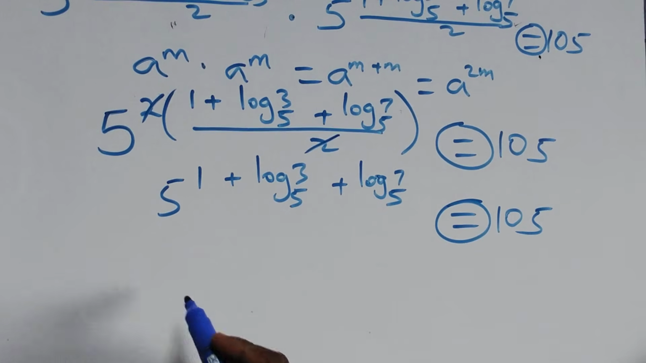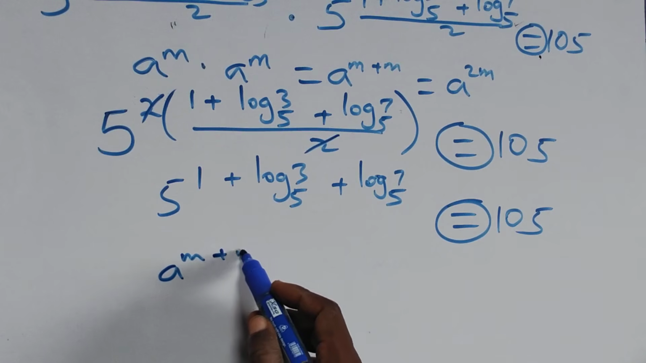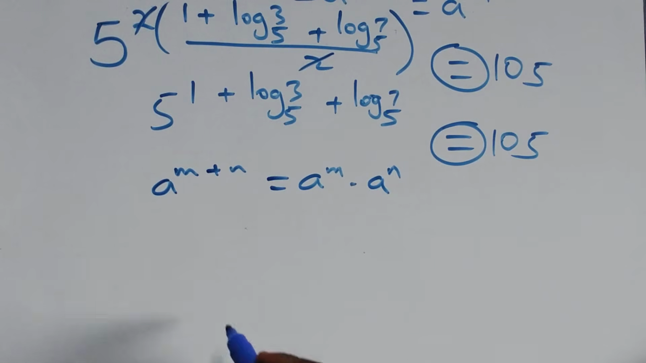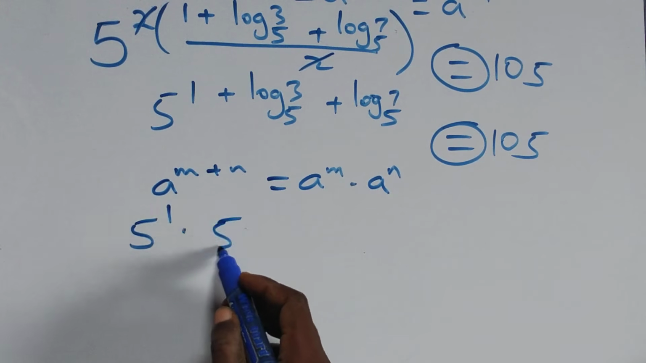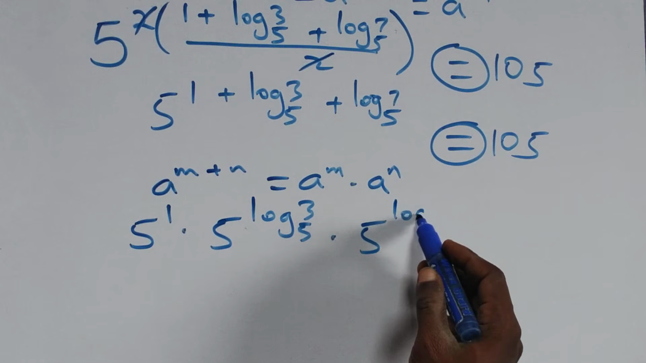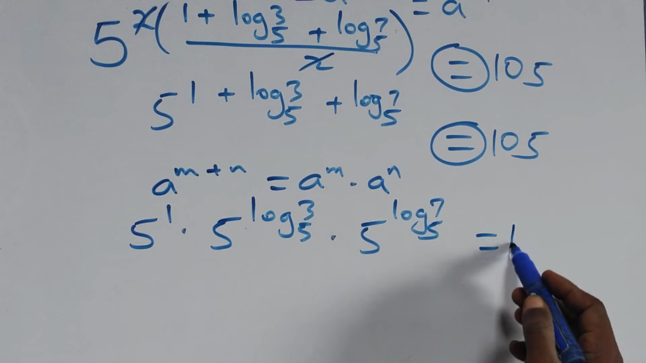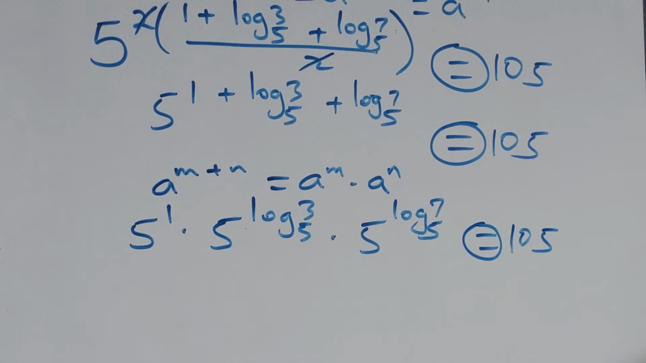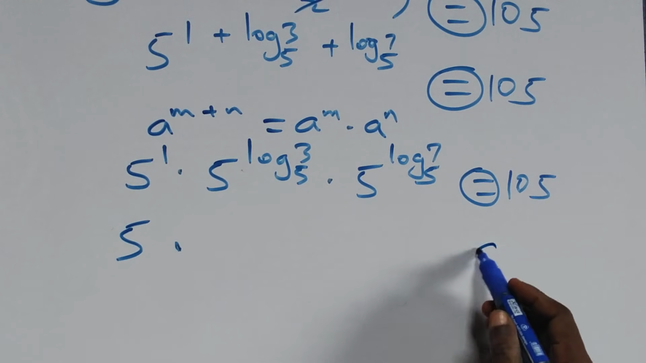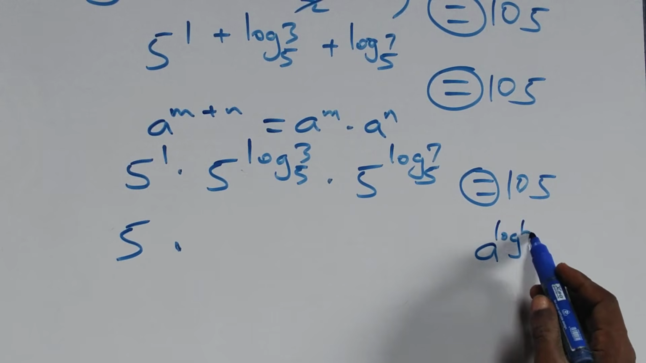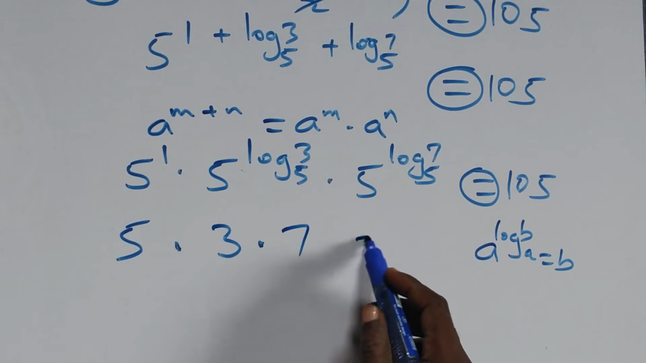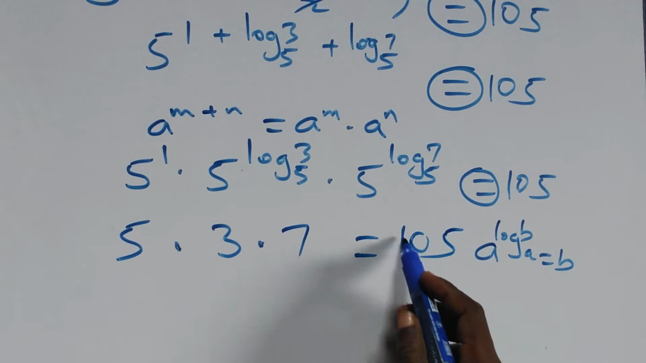So we apply the law of indices since a raised to power m plus n can be written as a raised to power m times a raised to power n. Here we have 5 raised to power 1 times 5 raised to power log 3 base 5 times 5 raised to power log 7 base 5 is equals to 1 around 5 on this side. Then 5 raised to power 1, that's 5 times. This follows when we have a raised to power log b to base a, which is b. So here, this is 3 times 7 is equals to 1 around 5 on this side.